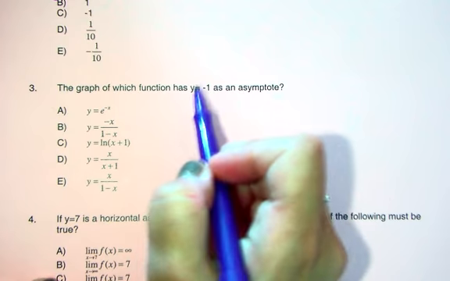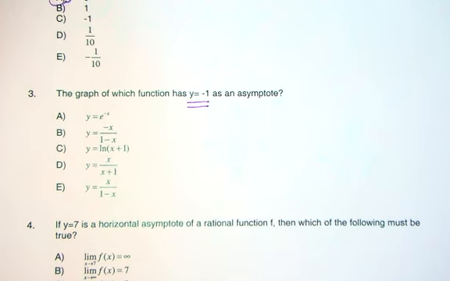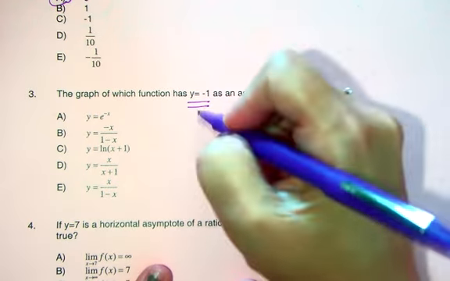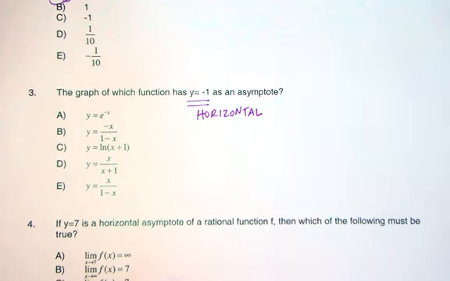Okay, what type of asymptote is this at y equals -1? Which way is it facing? Y equals -1 is what type of line? It's a horizontal asymptote, right? So that's why it's not D, because it's not asking about a vertical one.